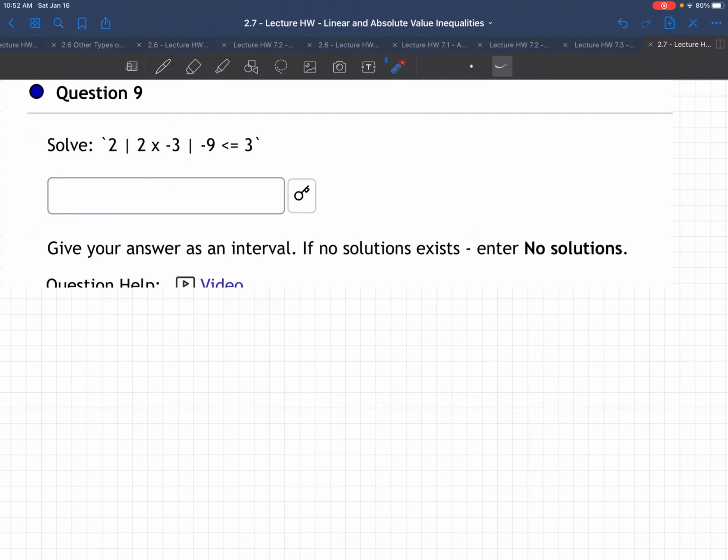Welcome to an example in which I'm solving an absolute value less than or equal to situation. Let me bring it down here. So 2 absolute value, 2x minus 3, minus 9, less than or equal to 3. Okay, so how do we go about solving these things?